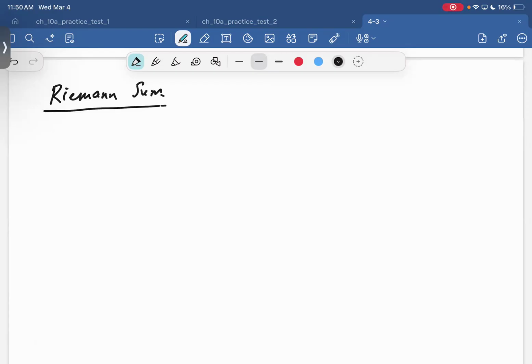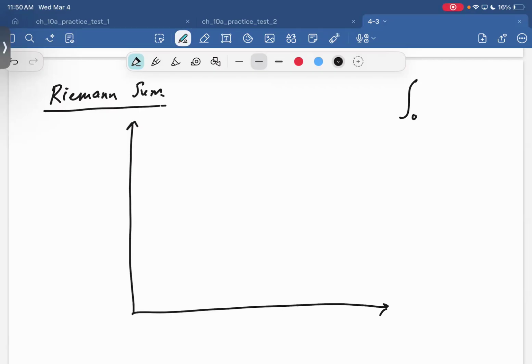So a Riemann sum is basically just a way for us to approximate the area under a curve. So suppose we're trying to calculate the integral from 0 to 5 of x squared dx. Okay, so we're trying to calculate the area under x squared from 0 to 5. And as you guys know, the graph of x squared looks like this, right? It's a parabola.